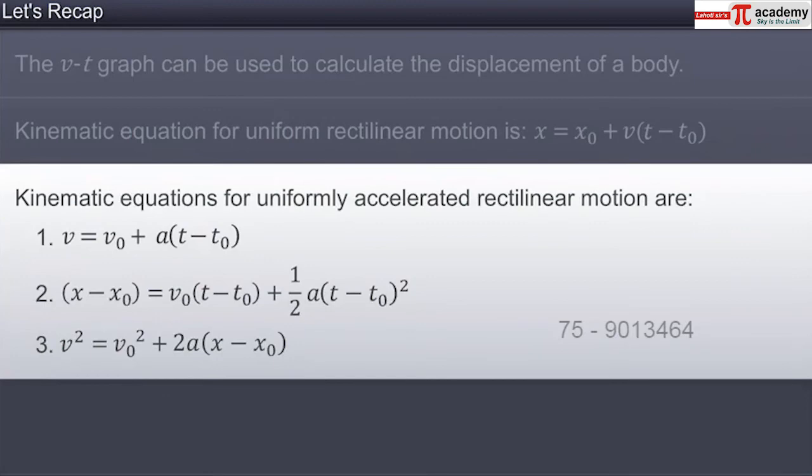Kinematic equations for uniformly accelerated rectilinear motion are: 1. v equals v naught plus a into t minus t naught. 2. x minus x naught is equal to v naught into t minus t naught plus half of a into t minus t naught whole square. 3. v square is equal to v naught square plus 2 a into x minus x naught.